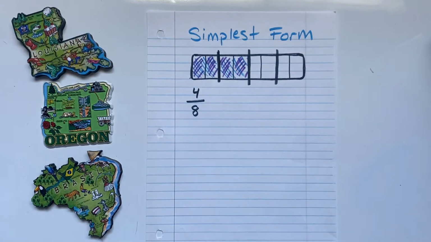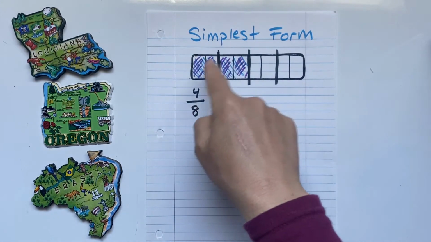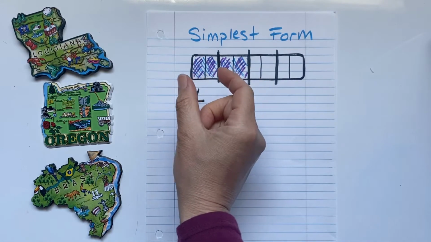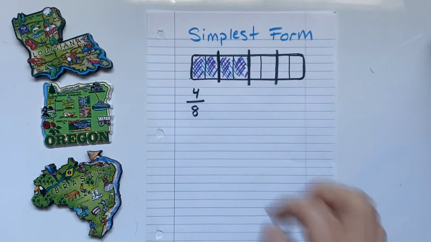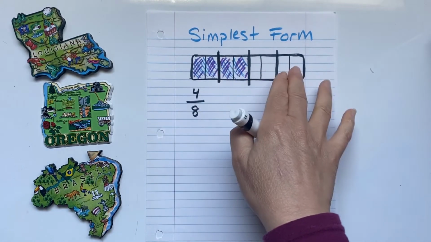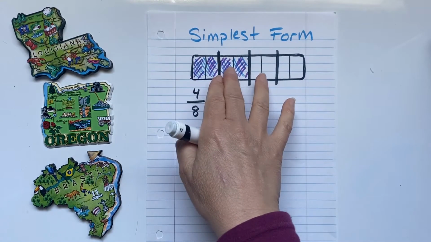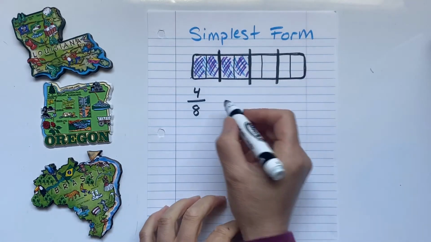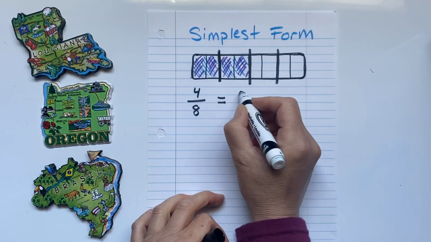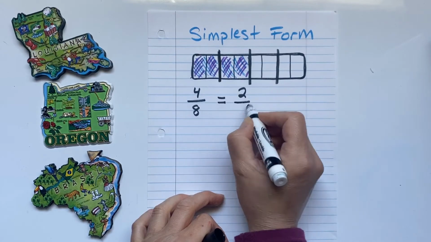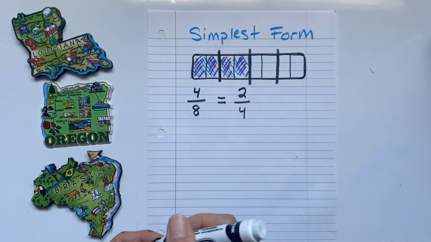piece. I didn't change the value, I didn't change how much is shaded, I just changed the size of the piece. So now if I were to look at this fraction, here are the 4 larger pieces, and how many are shaded? 2 out of the 4. This is equal or equivalent because the value didn't change. Now I just represent it by naming it 2 out of 4.